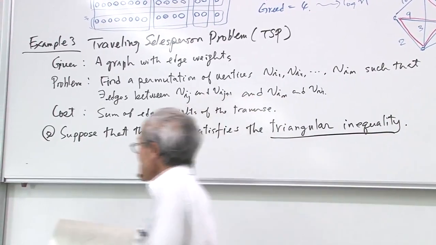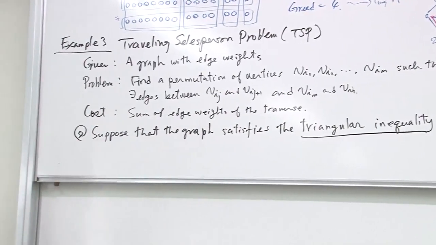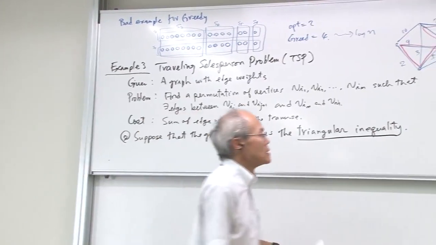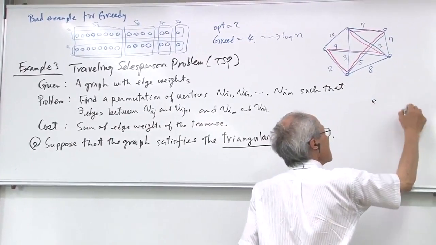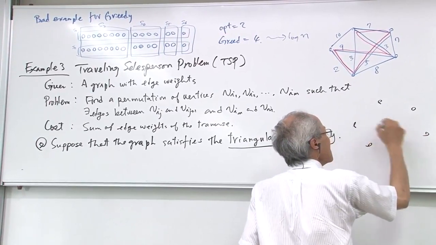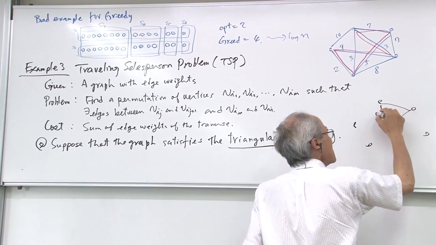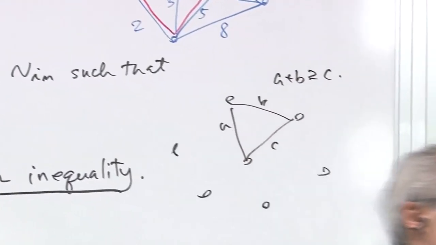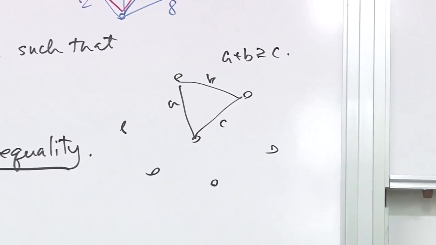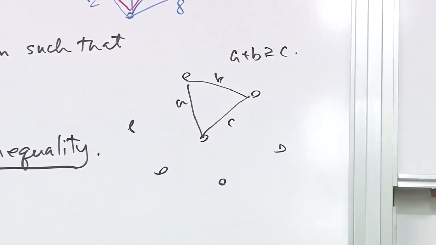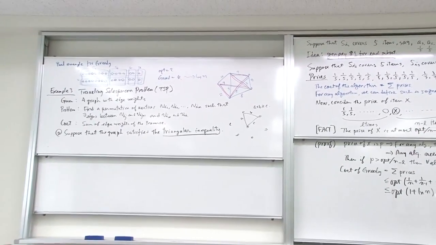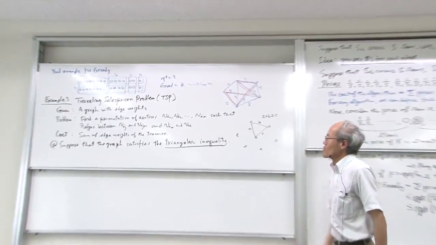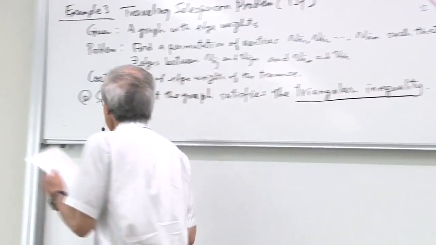Now suppose that the given graph satisfies the triangle inequality. The triangle inequality means that for any triangle in the graph, A plus B is at least C. For any triangle in the graph, the triangle inequality holds. That is an assumption. This is quite a natural assumption.